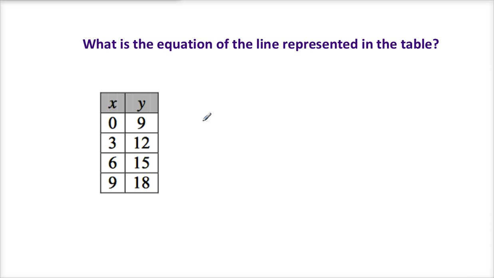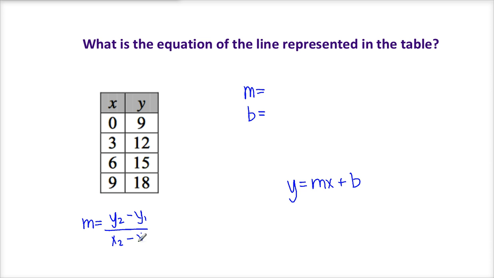So this time we're going to be asked to write the equation of a line that's represented in a table. So once again, we need to find the slope of this line from the table, and we need to find the y-intercept of the line using the table. And once we've done those two things, then we can fill in the equation y = mx + b. So let's start with how to find the slope. The equation that's going to be helpful for us for the slope in a table is y2 minus y1 over x2 minus x1. This should be in your notes somewhere.